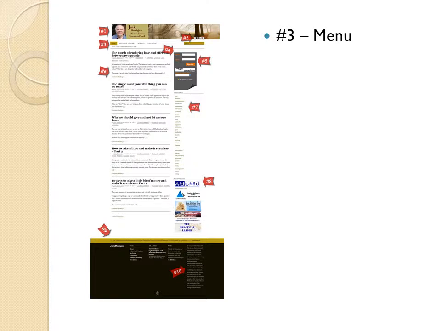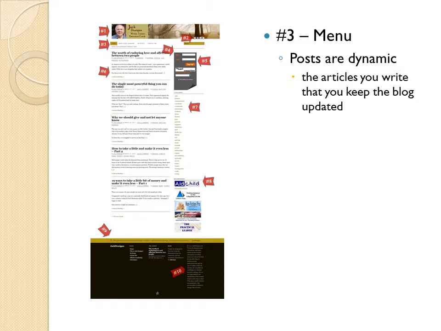Next, there's a menu right here on my blog. It's right at the top. Yours should be at the top. Some have it on the side, but I like it across the top, and it simply tells you where everything is. It shows you what the posts are, which are dynamic. That's this list of things down in here. That is, they change. The articles that you write keep the blog updated, and almost every blog puts the newest article at the top.